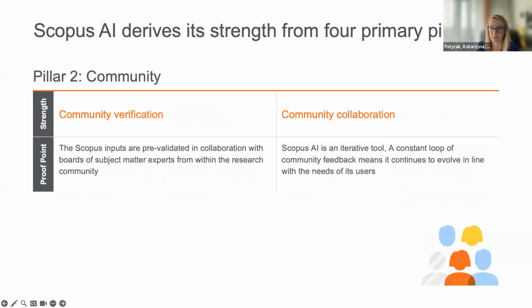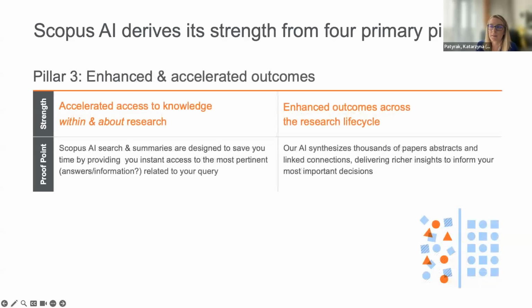The second pillar is community. Community verification means that the content in Scopus AI, which comes from Scopus, has been verified and validated in collaboration with members of the research community. And also Scopus AI was built for users and by users in collaboration with the research community. So thousands of research librarians and academic leaders have been involved in the testing process of Scopus AI.